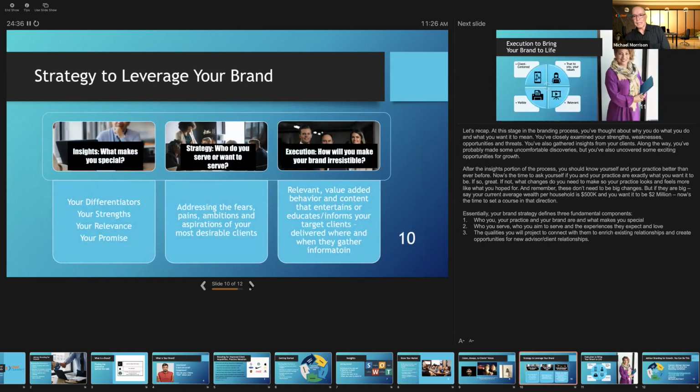Okay, so let's recap. At this stage in the branding process, you've thought about why you do what you do and what you want it to mean. You've closely examined your strengths, weaknesses, opportunities, and threats. You've also gathered insights from your clients. Along the way, you've probably made some uncomfortable discoveries, but you've uncovered some exciting opportunities for growth too.